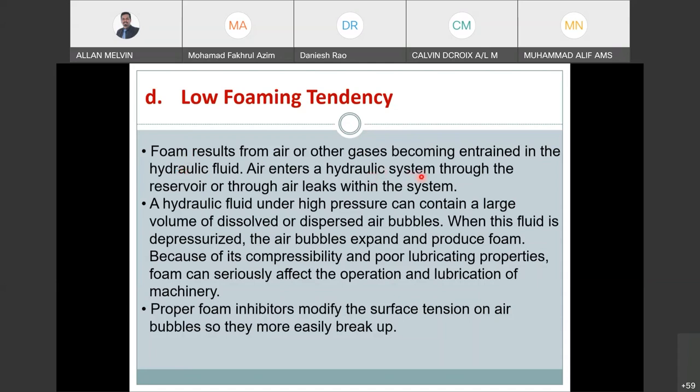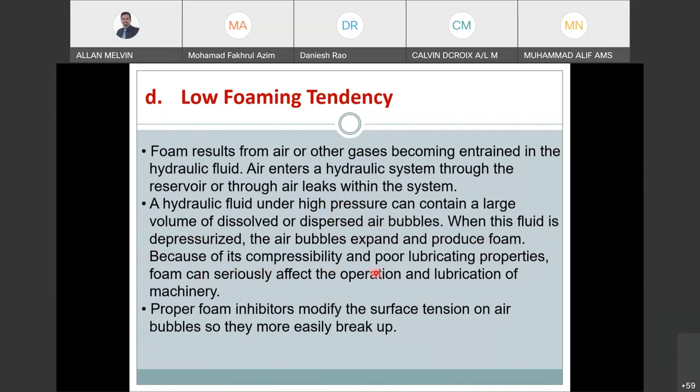Okay, air enters the hydraulic system through the reservoir and through air leaks within the system. The air can enter through reservoir. Ataupun if your pipe ada leakage ke apa, so air can enter. The hydraulic fluid under high pressure can contain a large volume of dissolved or dispersed air bubbles. When the fluid is depressurized, the air bubbles expand and produce foam. So this is the process that happened. When it's high pressure, it's still a bubble. At one part of your system, tiba-tiba depressurize. Maksudnya, from high pressure, tiba-tiba become low pressure, air bubbles will expand and become foam.